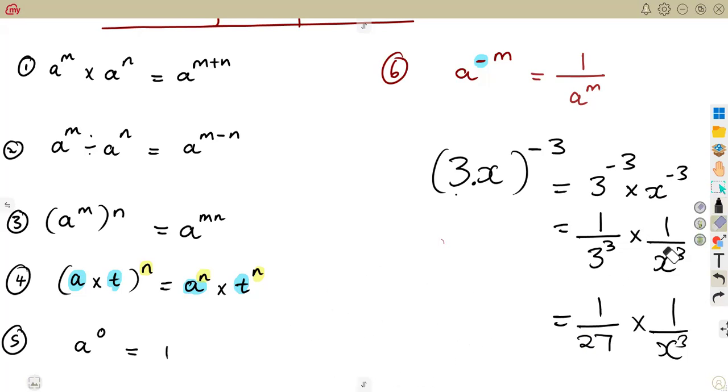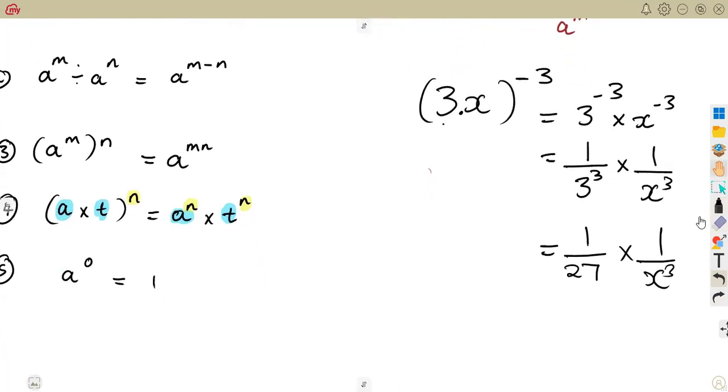So since we have got a single number there, let us multiply, guys, numerator to the numerator. 1 times 1, that is 1 over what? 27 times x to the exponent of 3. That's 27 x to the exponent of 3, just like that.